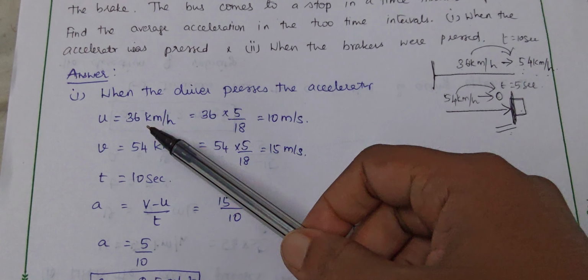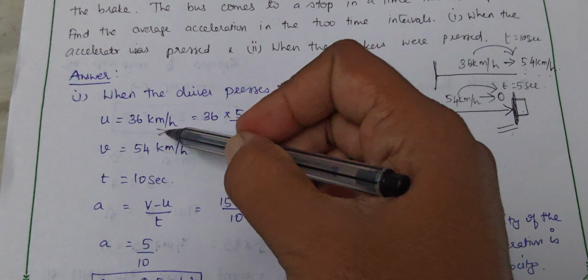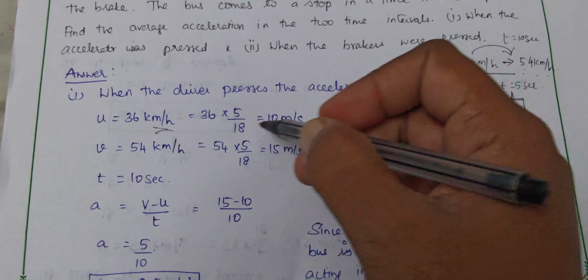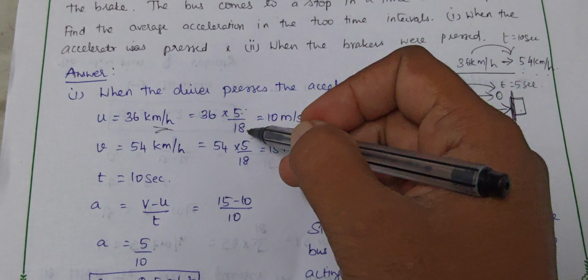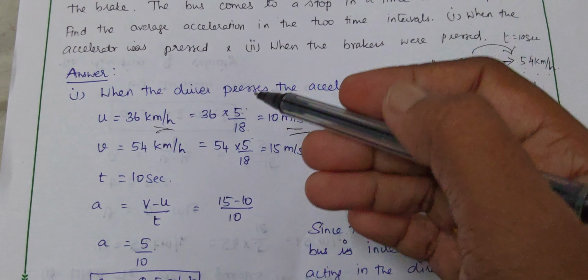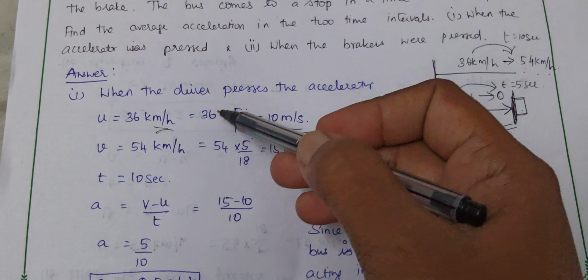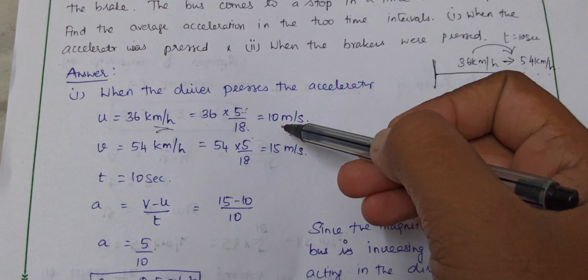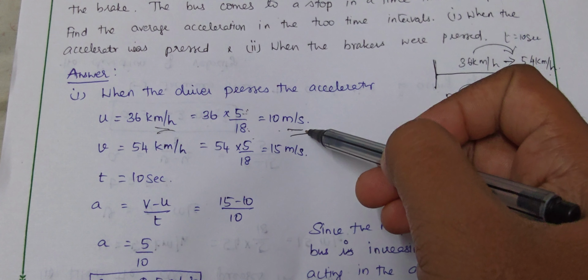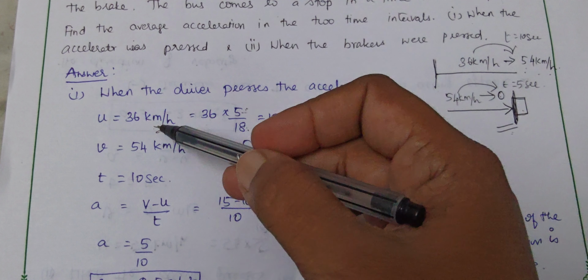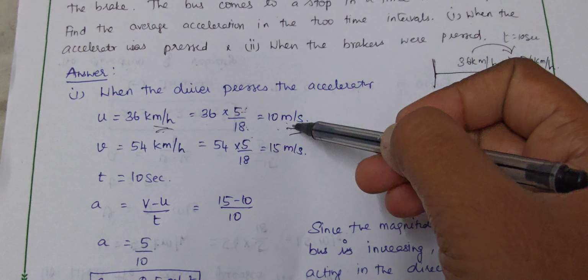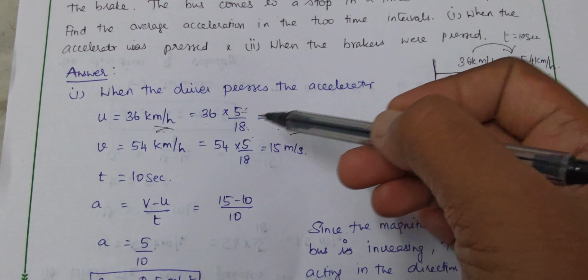What you have to do is, to convert kilometer per hour into meter per second, multiply by the value 5 divided by 18. Refer to that video. So 5 by 18. If I multiply 36 by 5 by 18, I am getting 10 meter per second. I have converted the value from kilometer per hour into meter per second. So 10 meter per second.